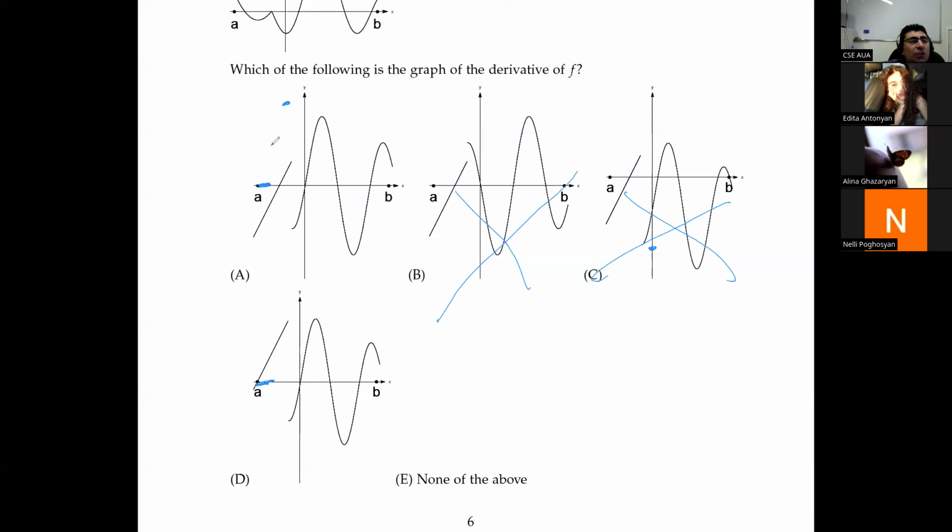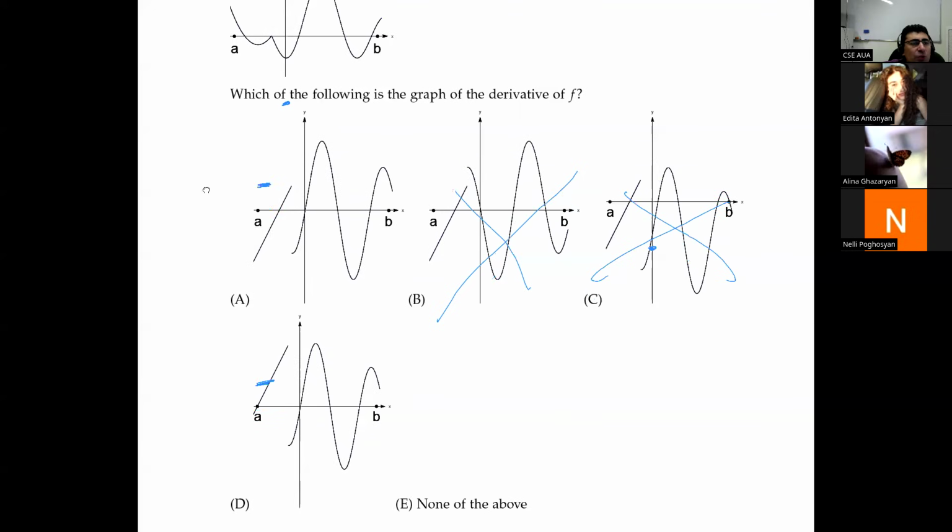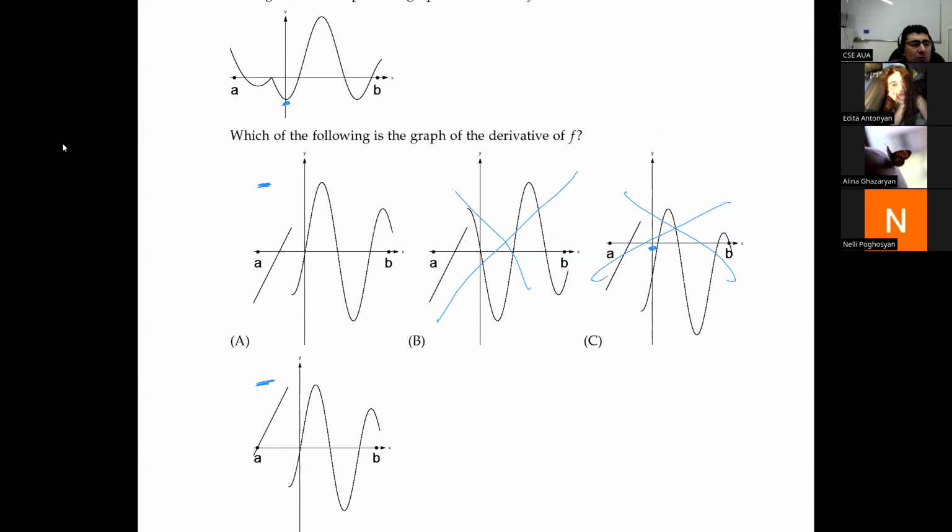is the derivative negative or positive? What should be true? Starting from A, is our function increasing or decreasing? Decreasing. If it decreases after A, the derivative should be negative. It can't be positive. Hence, this also should be eliminated.